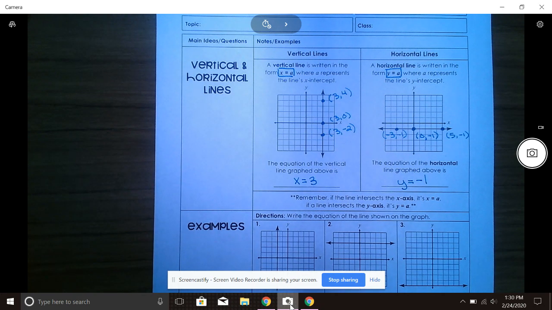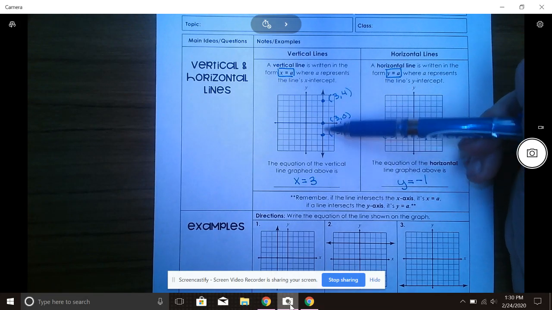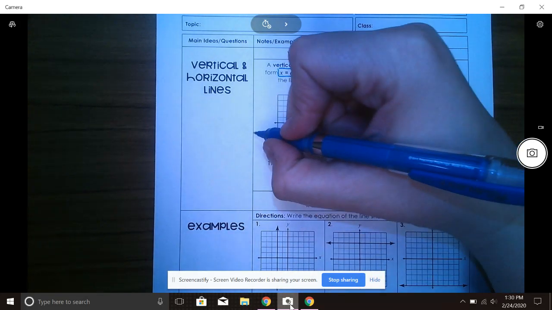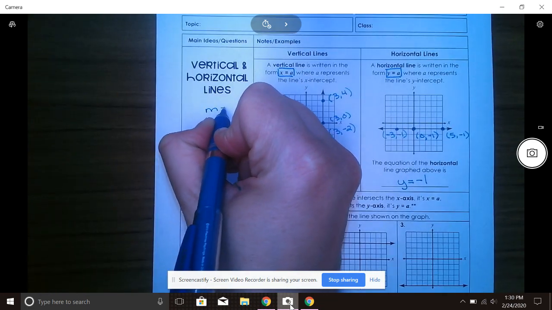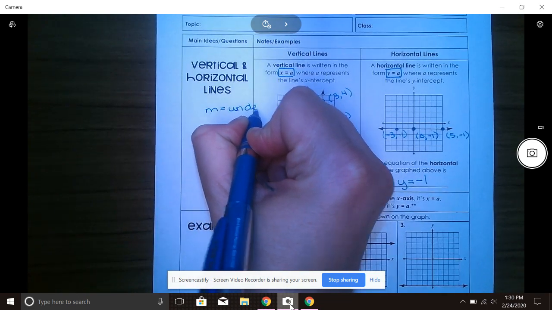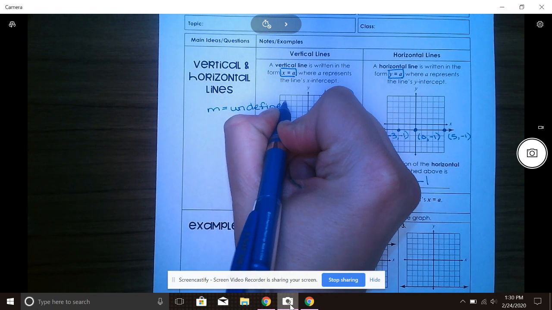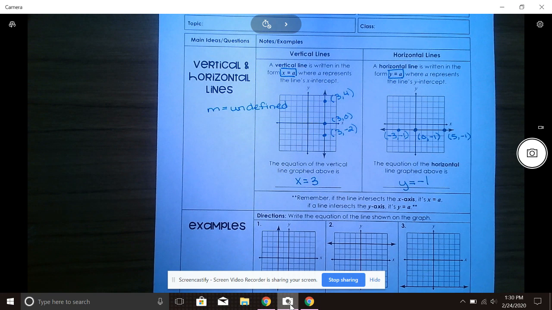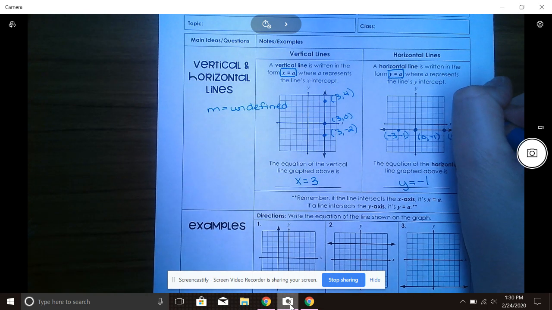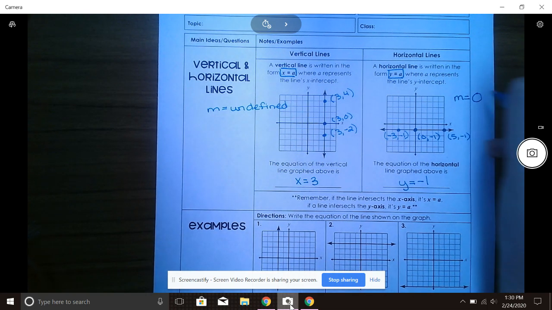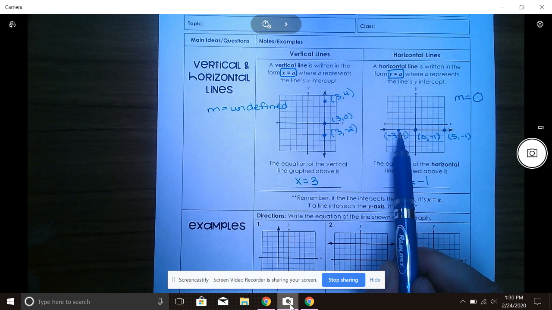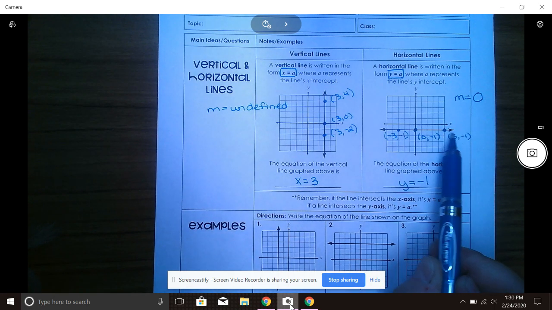Let's also relate this to slope. The slope of a vertical line is undefined. And that is because it has an infinite rise but no run. So our undefined slopes are x equals equations. On the horizontal line, our slope is 0. That is because there's 0 rise but an infinite run.